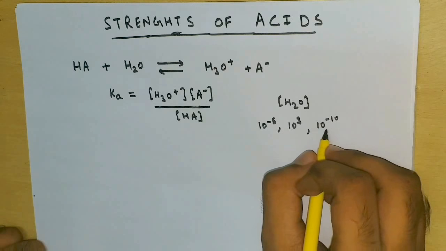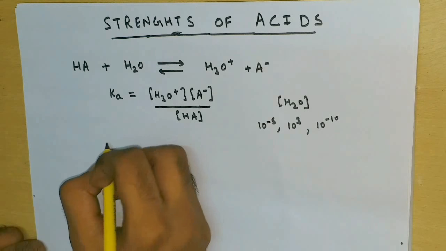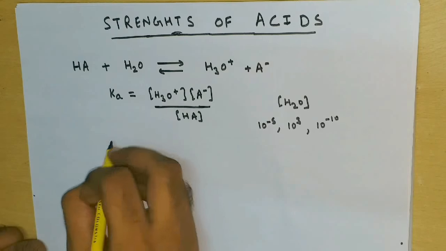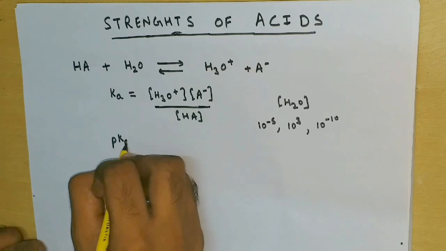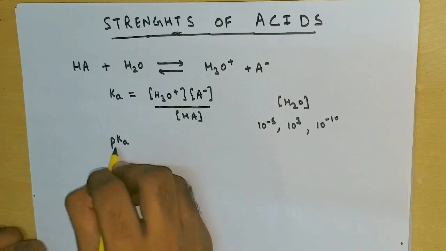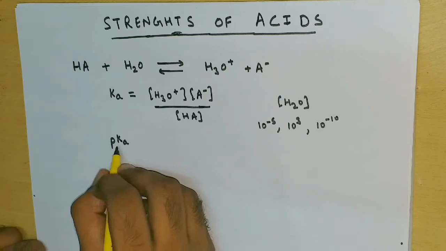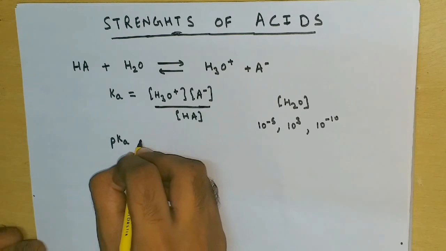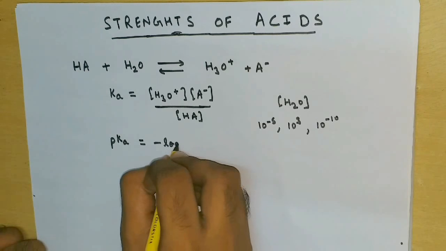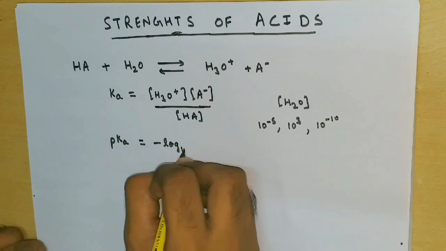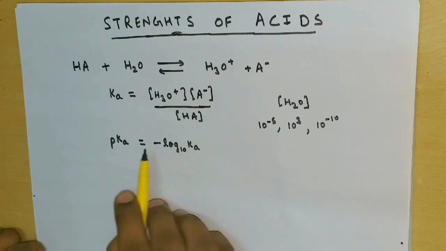The second one is the strongest of all because it has the largest Ka value. There is another scale on which the strength can be measured in an easier way, and that is pKa, which stands for potential of Ka or potens of Ka. It is given by the formula negative logarithm of Ka with base 10.